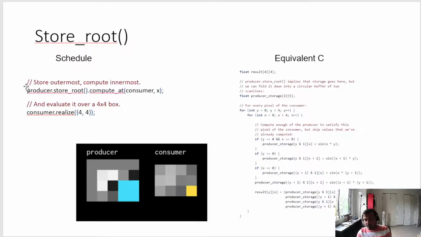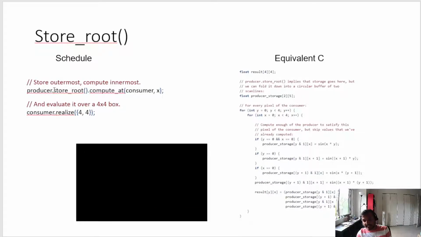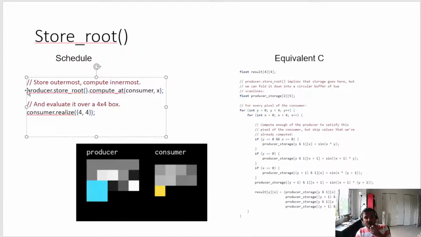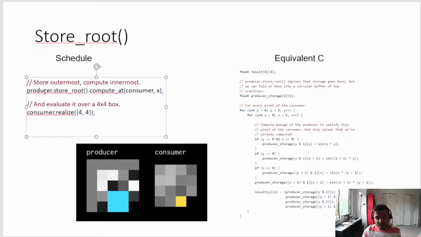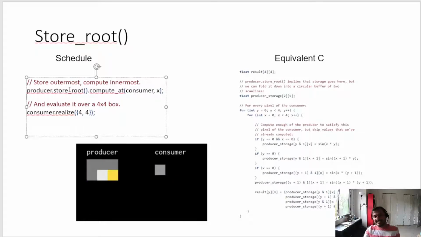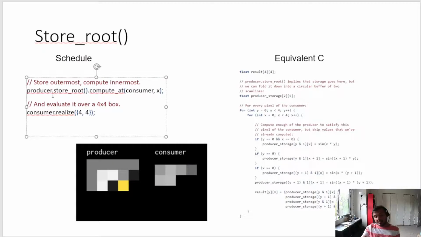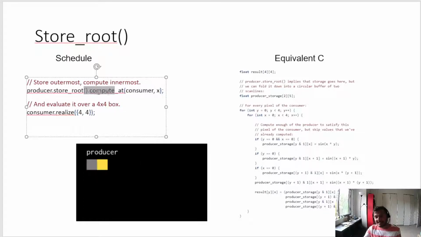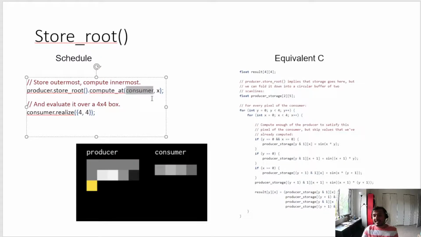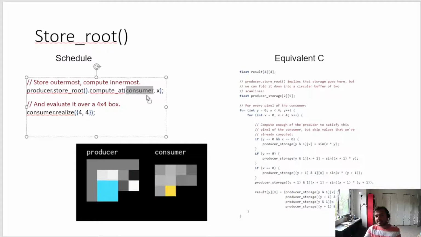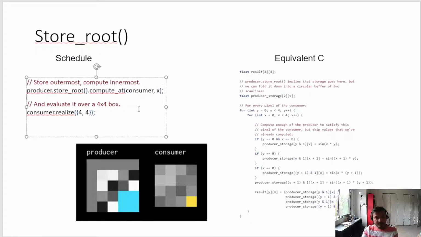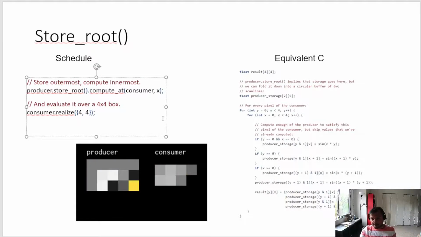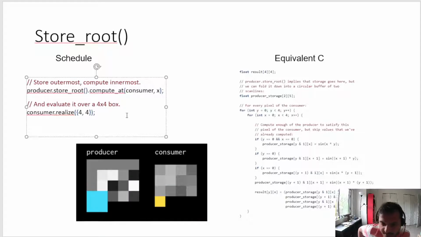And one thing to note, in Halide, all these things can be chained. So store root is called and then compute root is called. Okay, let me tell you what's happening here. producer.store root tells Halide to store whatever is computed at the consumer's X loop. So we've now changed it to the X axis of the consumer, and then we realize it.